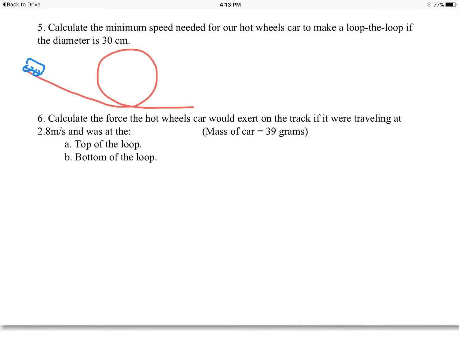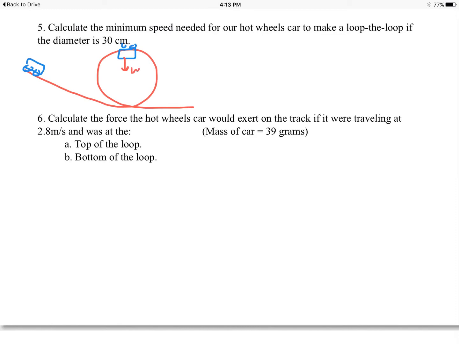The car needs enough speed. If it doesn't have enough speed, it does not make the loop. We're looking for the minimum speed to make the loop. And the critical point, once again, is this spot up here at the top. I didn't do a good job of the tires there. Car is upside down, and the condition is, at that point, it's just about ready to come off the track. The normal force has gone to 0, and all we have is the weight force as our centripetal force.